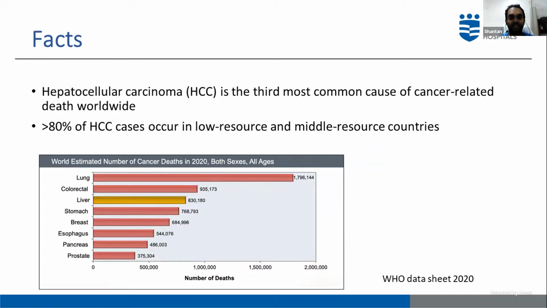Coming to the facts, hepatocellular carcinoma, according to the latest WHO data sheet, is the third most common cause of cancer-related death worldwide, with more than 80% of HCC occurring in low and middle resource countries. Previously, in 2018, it was in 4th position. Now it is in 3rd position.